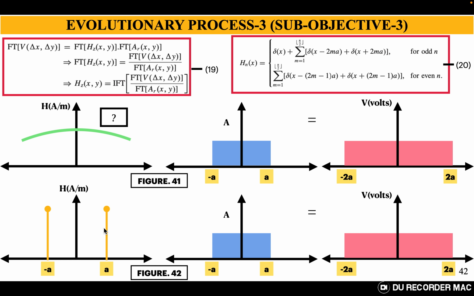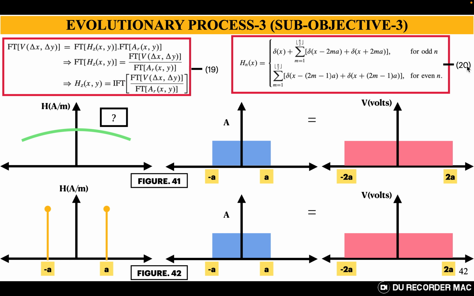So this is completely different from what we were previously targeting, that is the uniform magnetic field. Here a highly concentrated magnetic field needs to be generated at the locations minus A and A to get a constant induced voltage from minus 2A to 2A. That is what we have got.